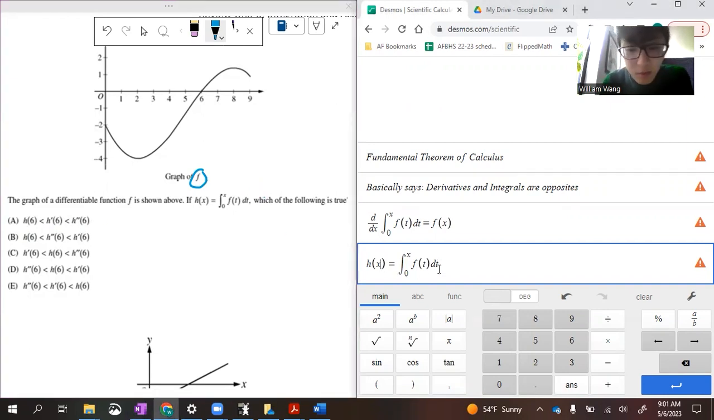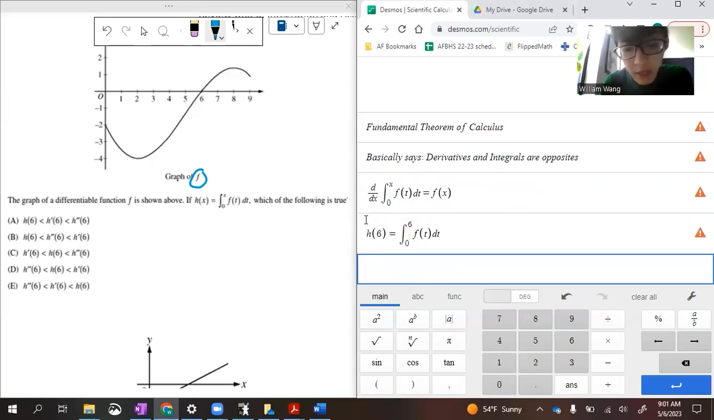Well, h of 6, if I were to plug that into my function, is simply the integral from 0 to 6 of my function f, right? Because I'm plugging in 6 for x. Let's think about what they ask for when they ask for h prime of 6 now, h prime of 6.